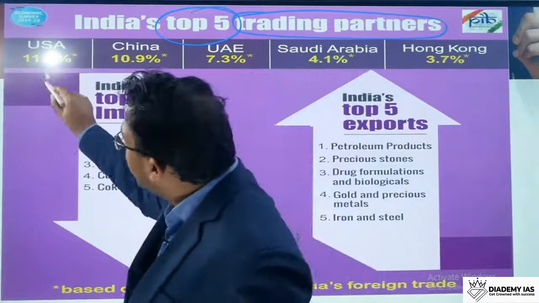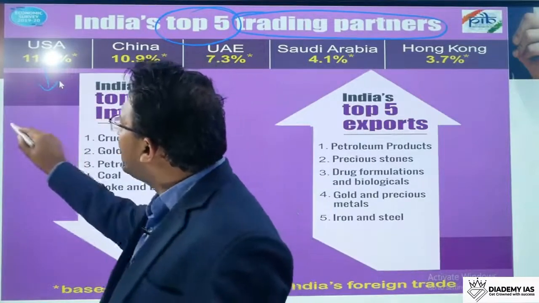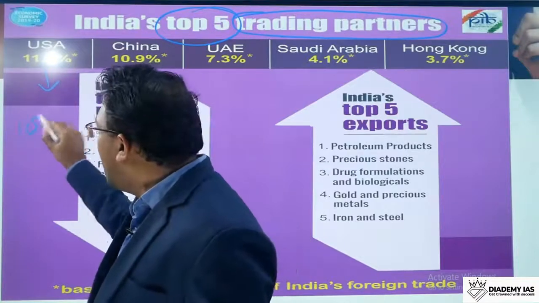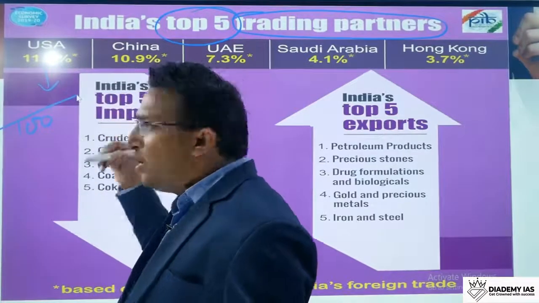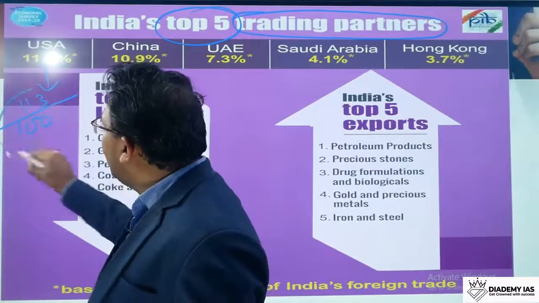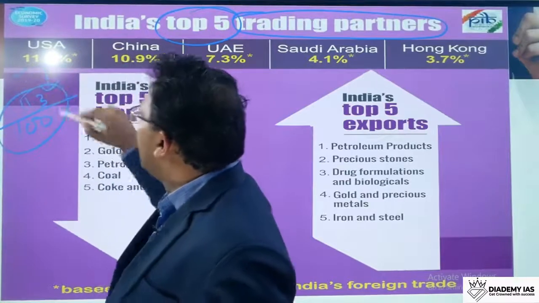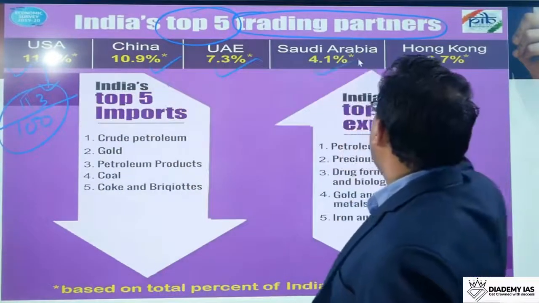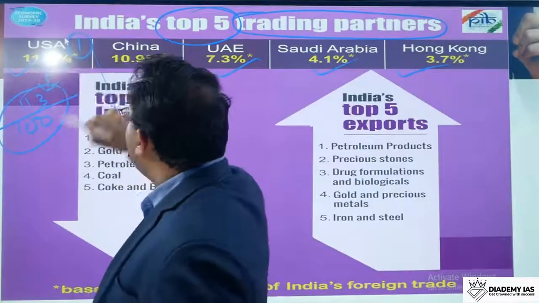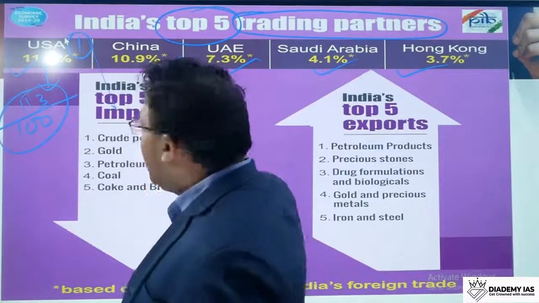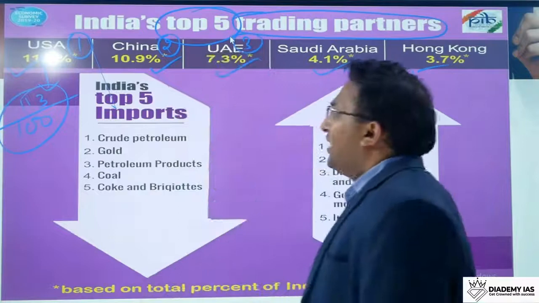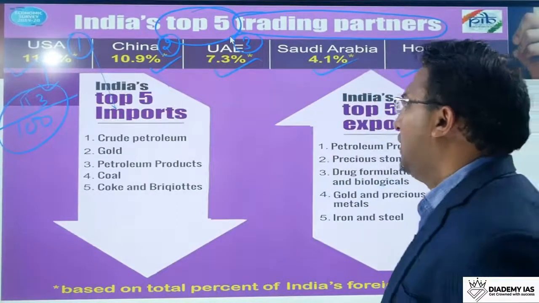For example, we take the USA. India's total foreign trade, or India's total export and import, is 100 rupees. Now, out of this 100 rupees, the value of total export and import done with the USA is 11.3. So this comes out to be 11.3% in case of USA. Similarly, China, UAE, Saudi Arabia, Hong Kong. You just need to remember, USA is the top or largest trading partner. Second largest is China and third largest is UAE. So we have USA, we have China and we have UAE.